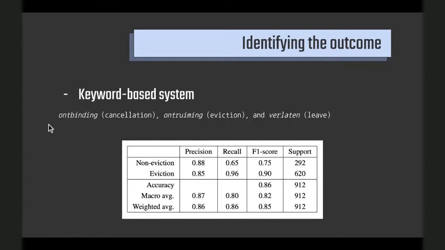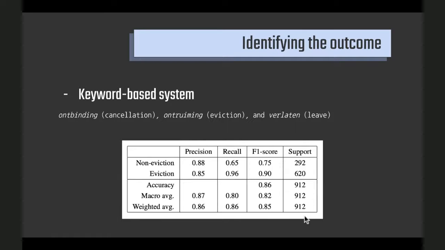And we found that if we use the words cancellation, being cancellation of the contract, eviction, and leave, that we can predict it with 86%. So not too bad from the start. And one good thing about this system is that you don't need any data sets to train your system. As long as you can come up with good keywords to be able to extract your outcome, then you can just do it for all the cases that you've got.